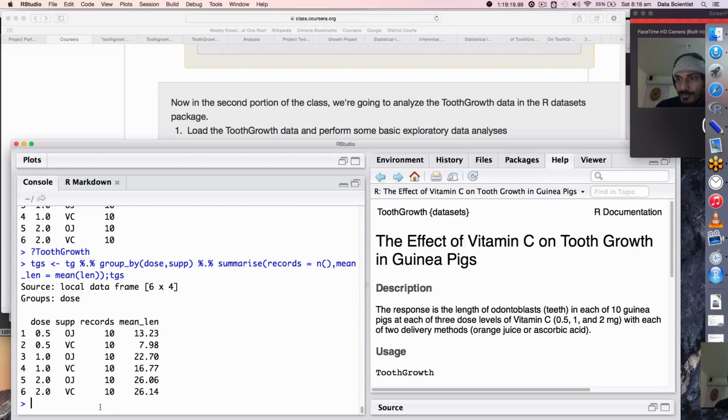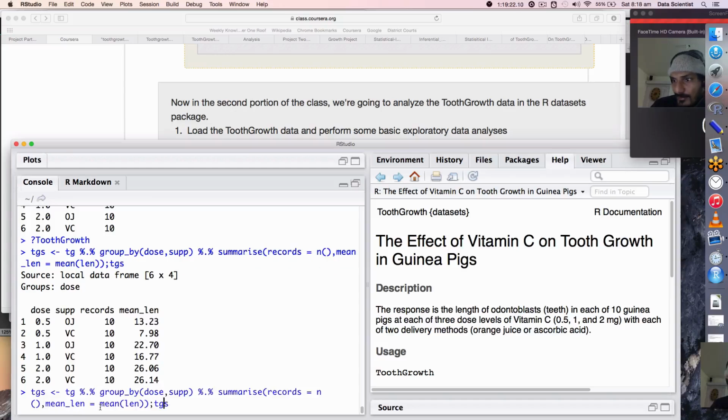I can keep changing my function here, and I say standard deviation of length is equal to SD of length.